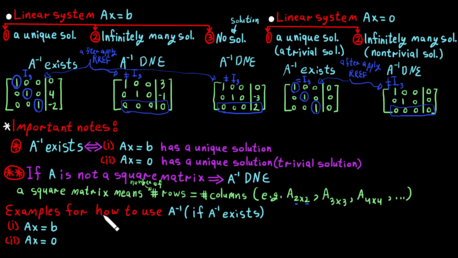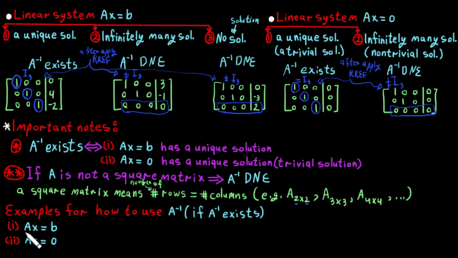Now, an example of how to use A inverse, how to find A inverse. If A inverse exists, to use it, for example, in AX equal to B, we can multiply both sides from the left by A inverse, because it exists. But just to remind you, if you multiply from the left here, you have to multiply from the left here. And the same thing, if you multiply from the right here by A inverse, you have to multiply on this side by A inverse too.